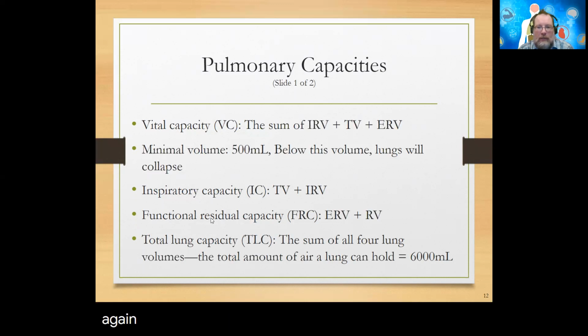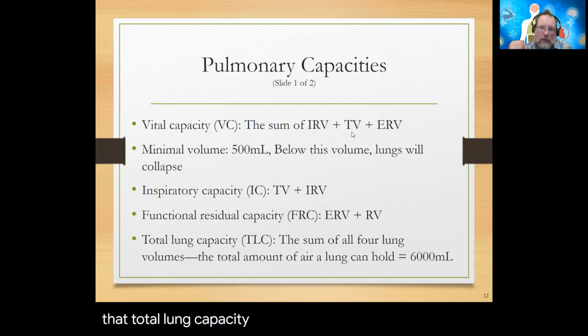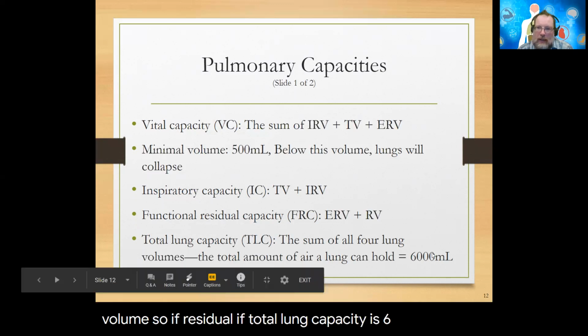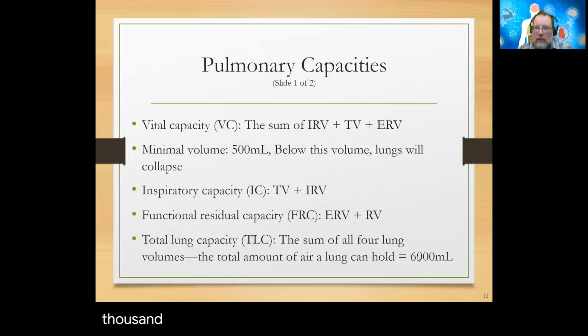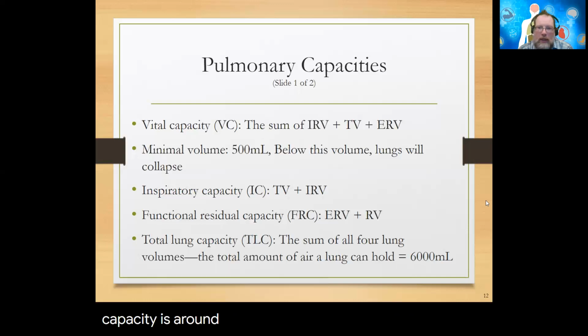Again, I don't want to belabor too much of this, but you can see that the vital capacity includes basically everything that total lung capacity includes, except for the residual volume. So if total lung capacity is 6 liters or 6,000 milliliters, and residual volume is roughly 1,000 or 1,200, that'd take us to about 4,800. So vital capacity is around 4.8 liters or so.